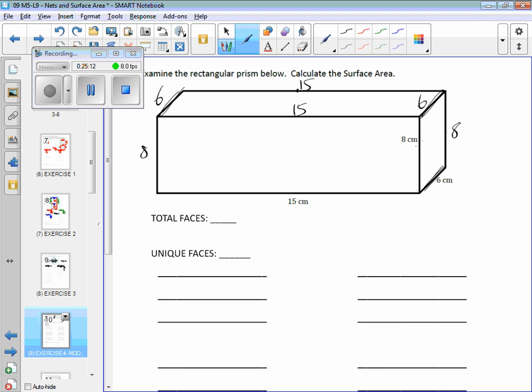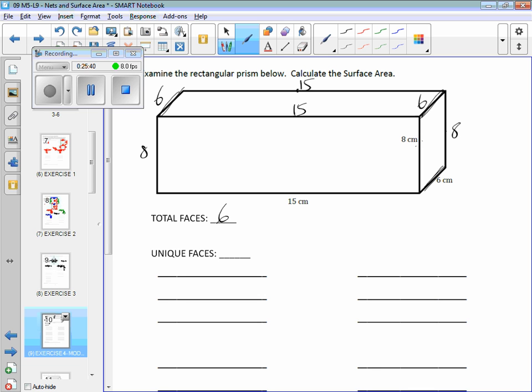Unless it's a cube, there's going to be at least 2 unique faces. Sometimes there's 3. This one has 3. Sometimes 2, but if it's a cube, only 1. Total faces on any rectangular prism is always 6. All right. So, unique faces. Does everybody see why it's 3?